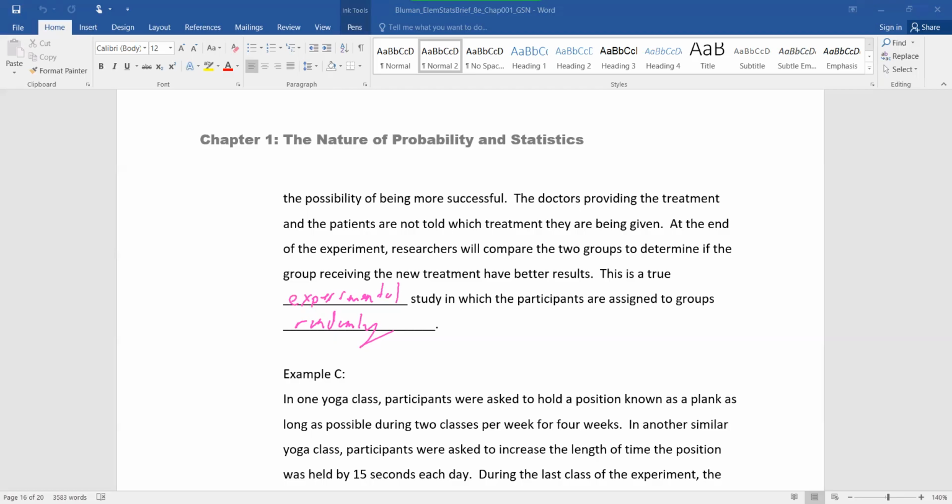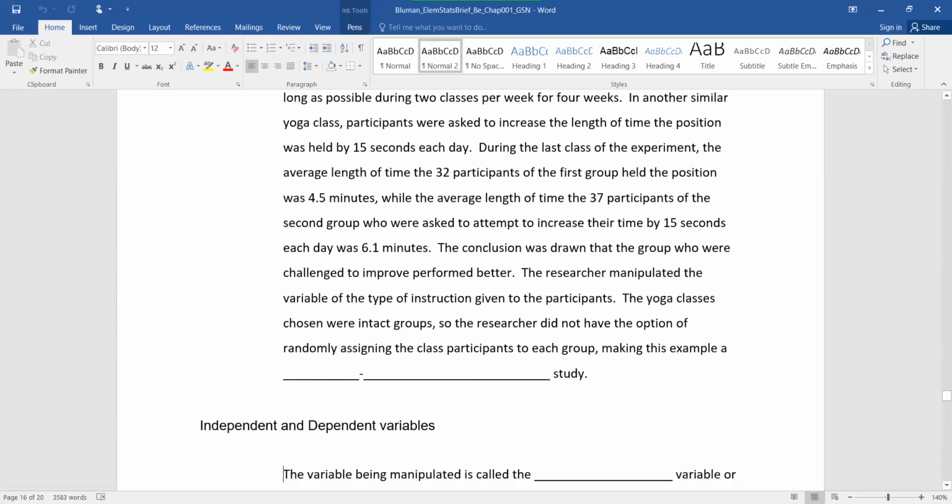That's a very good question. Quasi with a Q. That's about as far as I got.